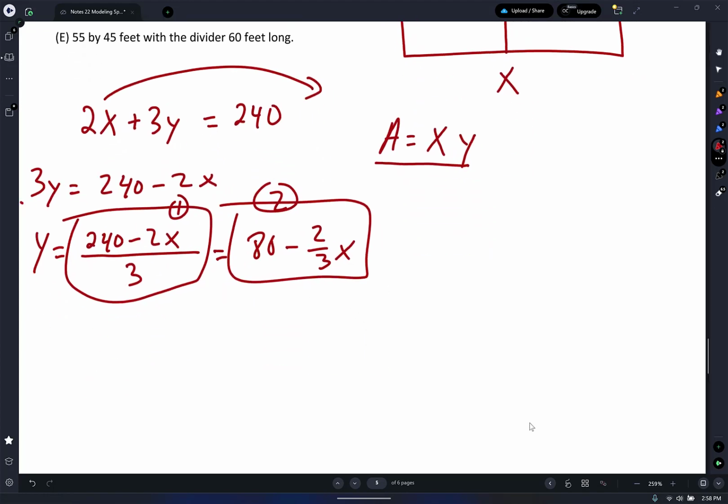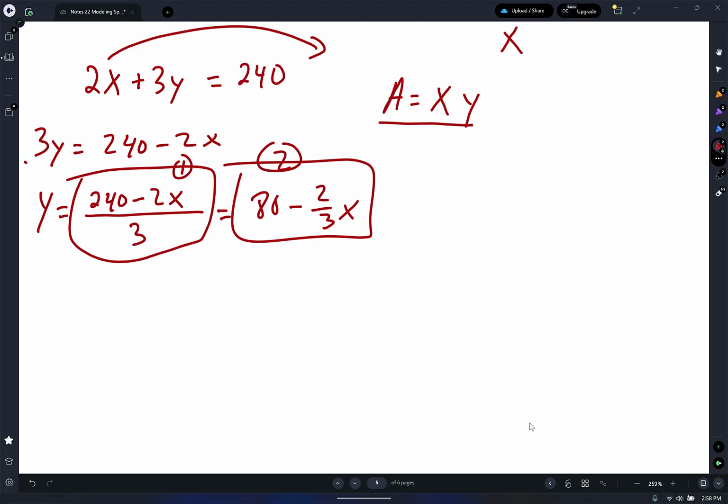All right, here we go. I don't see any mistakes. I think everything is good. I'm going to plug this restriction equation in terms of y. So my area equals x times (80 minus 2/3 x).